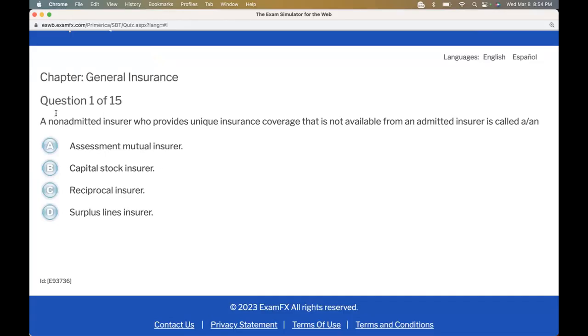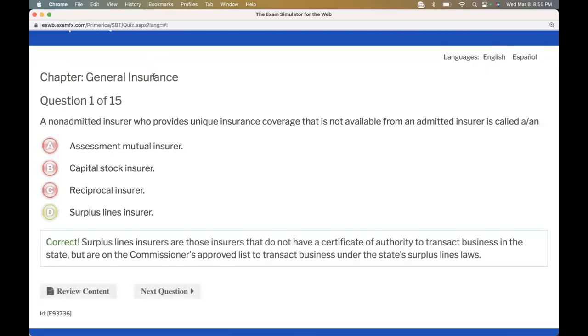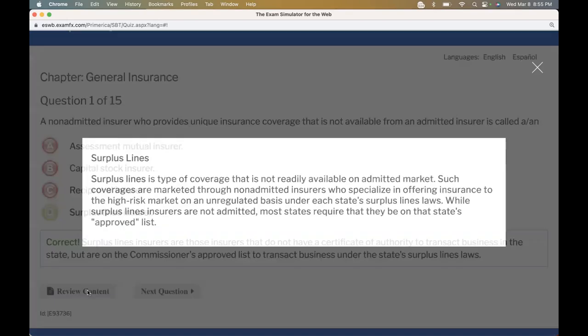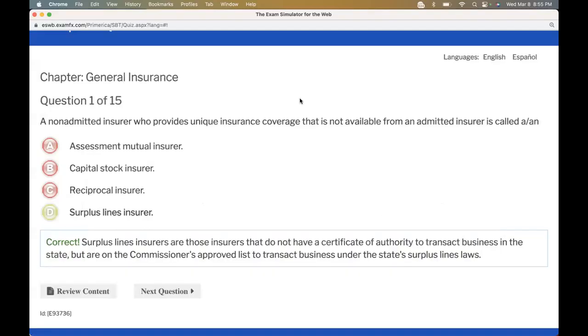Okay. A non-admitted insurer who provides unique insurance coverage that is not available from an admitted insurer is called a what? I'm gonna go with surplus. I wasn't sure on this. Just screenshot that and study it. Surplus. By the way, you could click on review content and get more information on surplus.